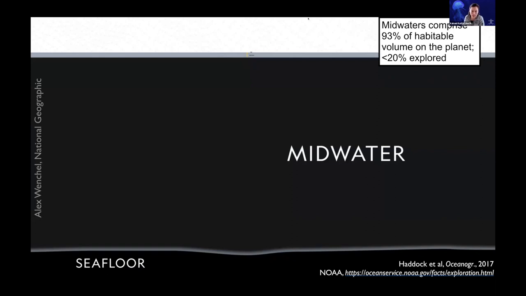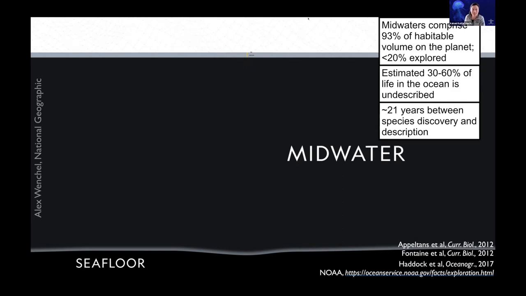So that's roughly 97% of the habitable ecosystem or habitable volume on this planet. Depending on what numbers you see, for instance, NOAA has an estimate that less than 20% of this volume has been explored. I expect when we're talking about visual systems or collecting image data, that number is going to be much, much less than that. On top of that, we've got these other challenges where anywhere from 30 to 60% of life in the ocean is undescribed.